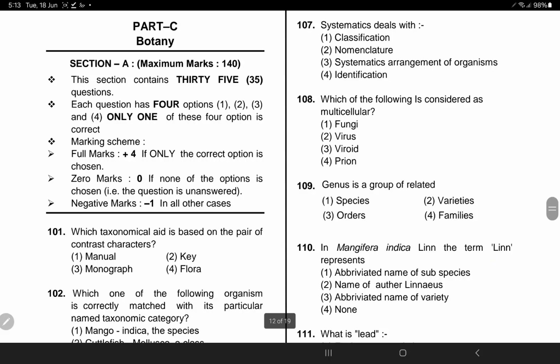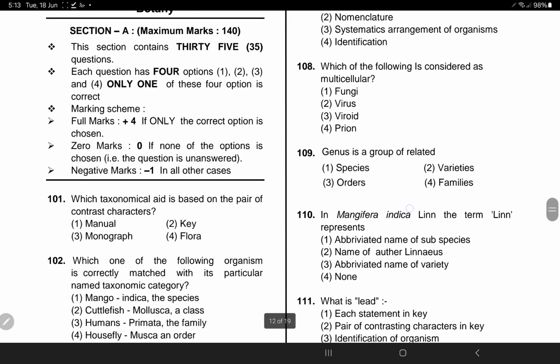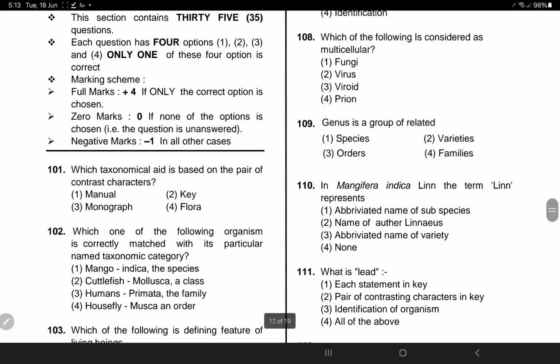And next question, systematics deals with, option 3 is correct, systematics arrangement of organisms. 108, which one of the following is considered as multicellular? Fungi is considered as multicellular, loose tissue. This is given in biological classification. Genus is a group of related species. Option 1 is correct.